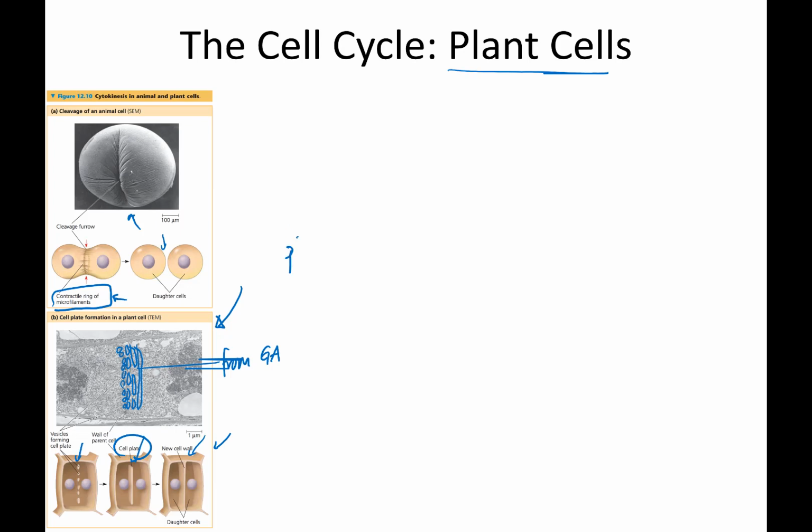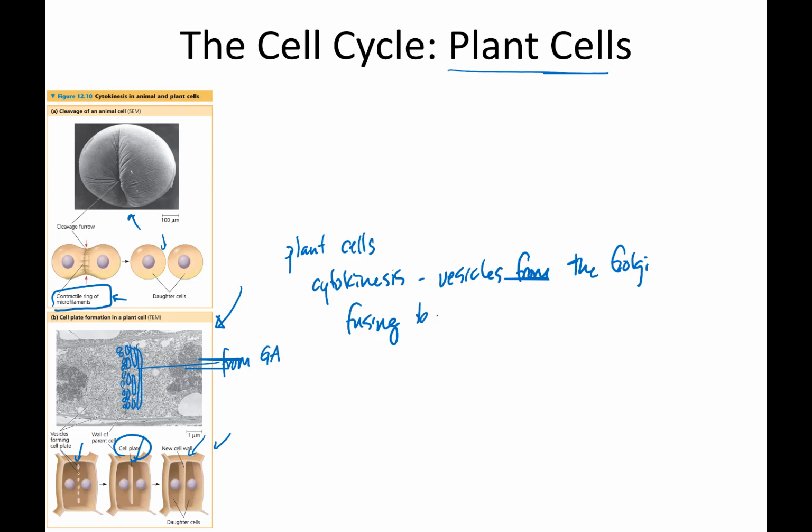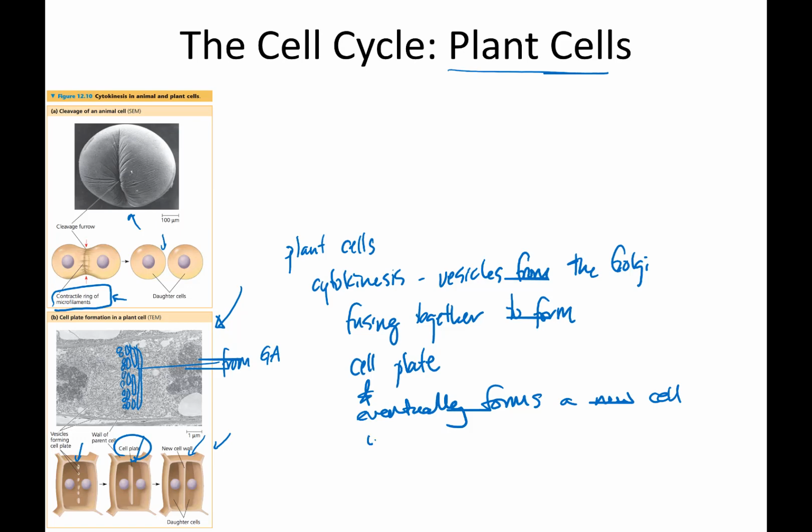So in plant cells, cytokinesis was done by vesicles from the Golgi fusing together to form what's called a cell plate, and eventually forms a new cell wall.